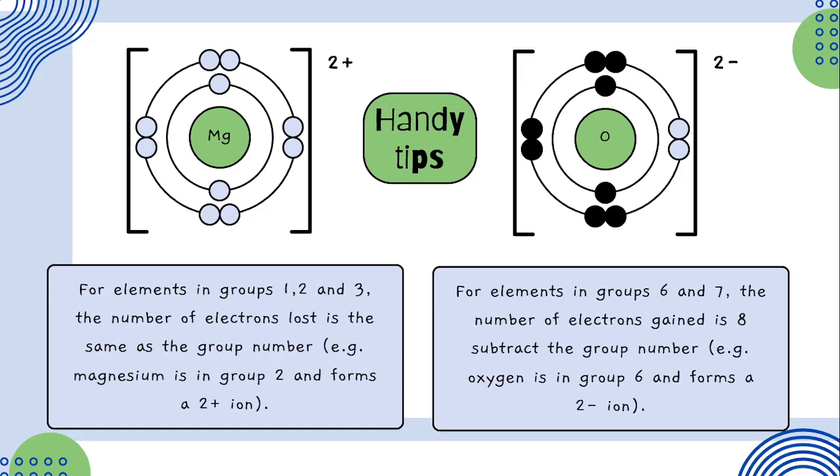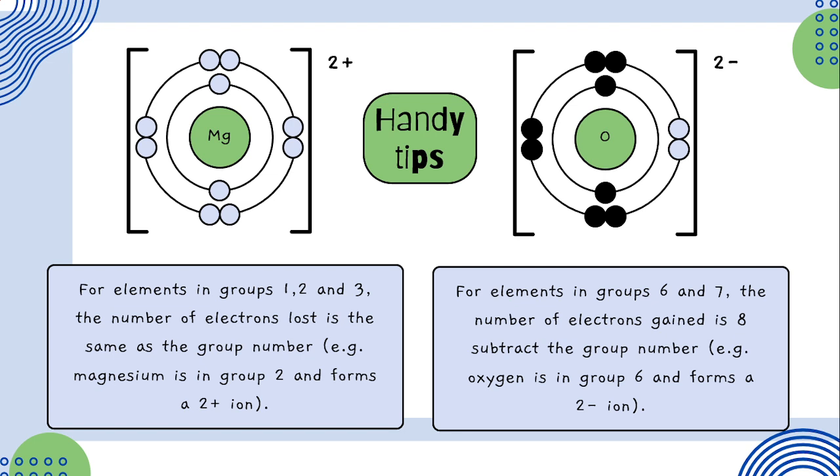Let's look at a typical example. This is magnesium, the reaction between magnesium and oxygen to form magnesium oxide. For elements in groups 1, 2 and 3, the number of electrons lost is the same as the group number. For example, magnesium is in group 2, so it will lose 2 electrons. Sodium is in group 1, it will lose 1 electron. Potassium is in group 1, it will lose 1 electron. Aluminium is in group 3, it will lose 3 electrons.